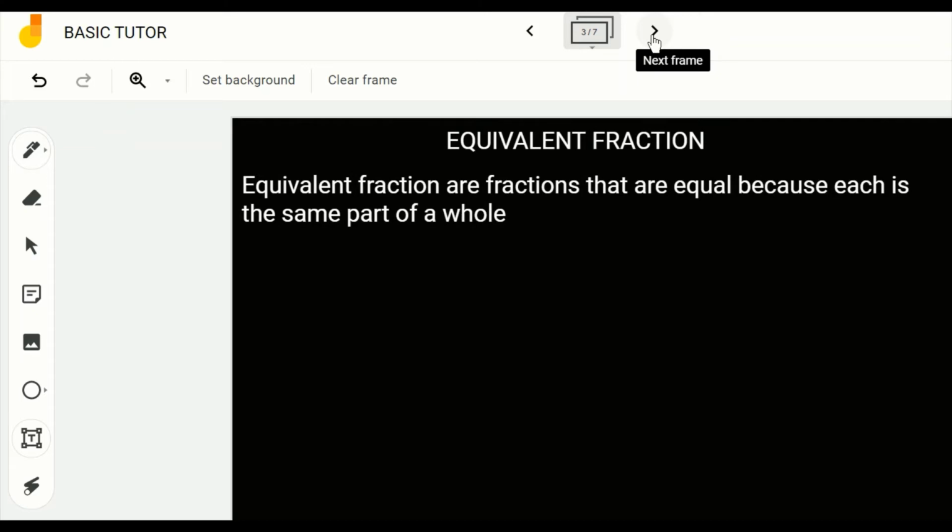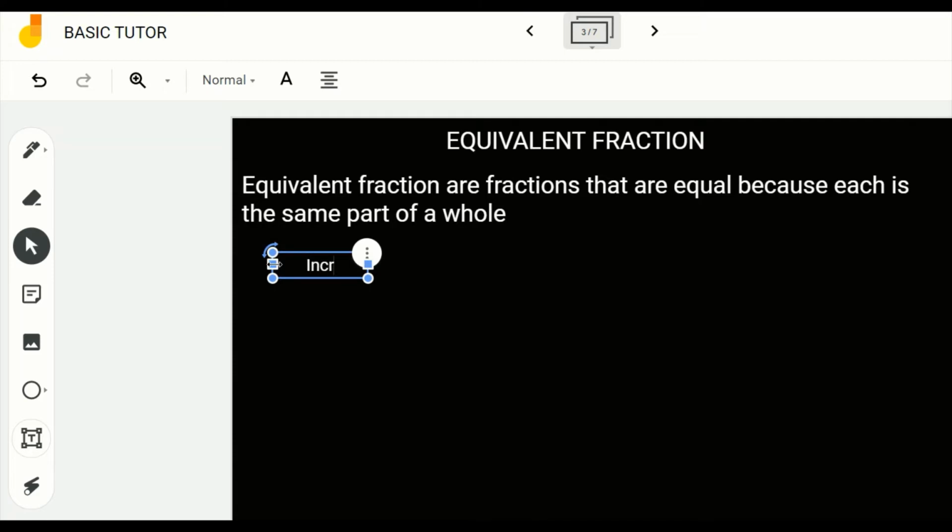Alright, so let's look at equivalent fractions. Equivalent fractions are fractions that are equal because each is the same part of a whole. Now, we can find the equivalent fraction of a fraction in two ways. We can do that by either increasing the fraction or reducing the fraction to the lowest terms. Let's look at increasing the fraction.